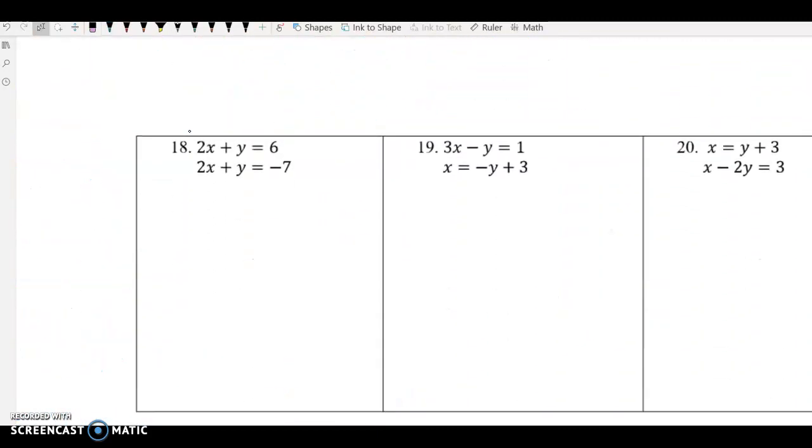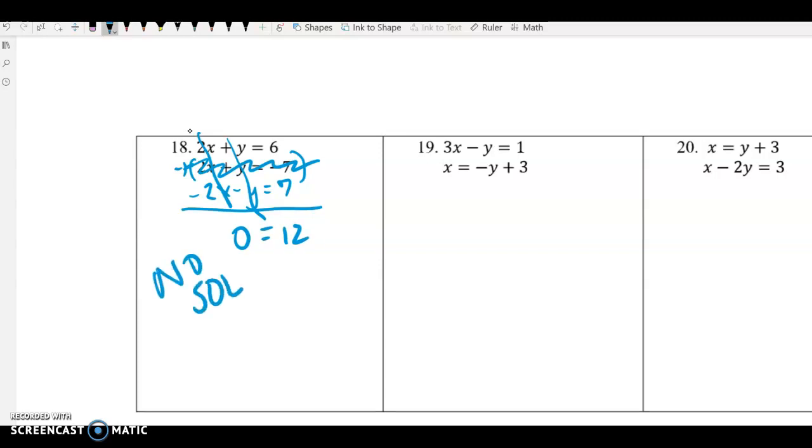Down below, 18, nothing eliminates, so I'm going to multiply this equation by negative 1 so that my x's can eliminate. And when I do that, I'll get negative 2x minus y equals 7. I'm going to scribble this guy out so I know I moved him. My x's eliminate, my y's eliminate. I end up getting 0 equals 12. Is that a true statement? No. So this is no solution, which means my lines are going to be parallel. They have the same slope.